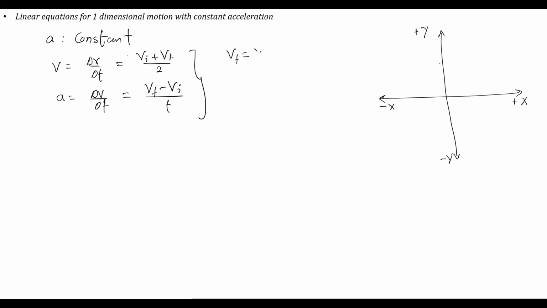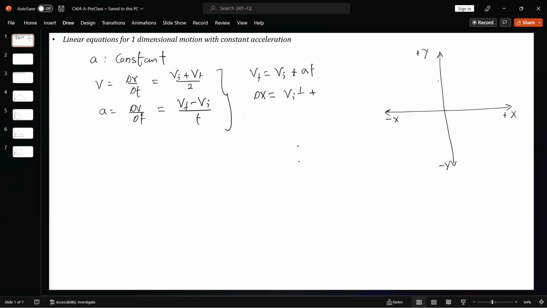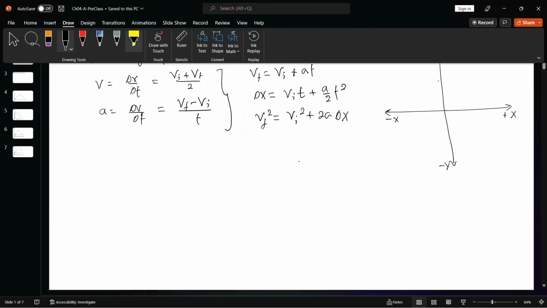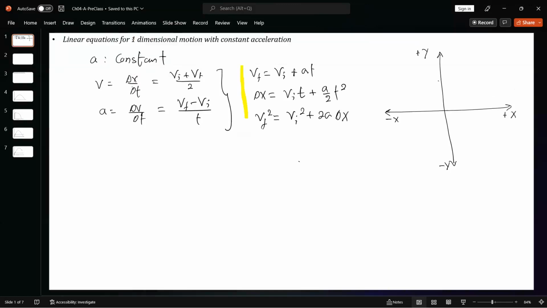v final is equal to v initial plus acceleration times the time, and delta x or y is equal to v initial t plus acceleration over 2 t to the power 2, and v final square is equal to v initial square plus 2 acceleration times delta x. Now these three equations we generally call the linear equations, and they can be used whenever acceleration is constant, either on the x-axis or y-axis or any other direction, but only for straight line motion.